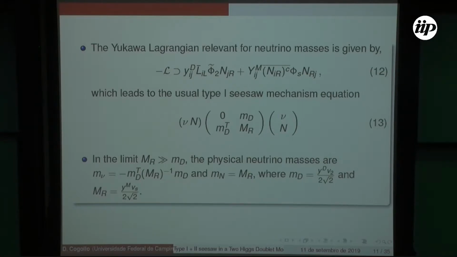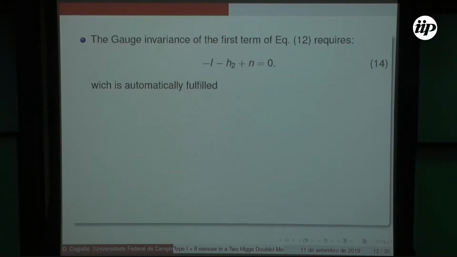If we are in the Seesaw limit, we diagonalize this matrix by blocks and obtain this matrix for the light neutrinos and this matrix for the right-handed neutrinos. This matrix is diagonalized by the UPMNS matrix, and the other matrix is diagonalized in another way. We introduce this Lagrangian for generating masses for the neutrinos in the type one Seesaw case. Then we need to check if these terms are invariant under the new symmetry. That implies that the charges of the fields must respect this constraint, and we prove that this constraint is satisfied.